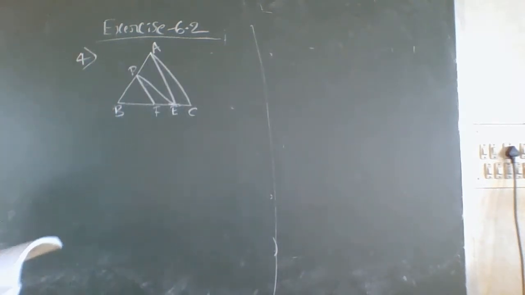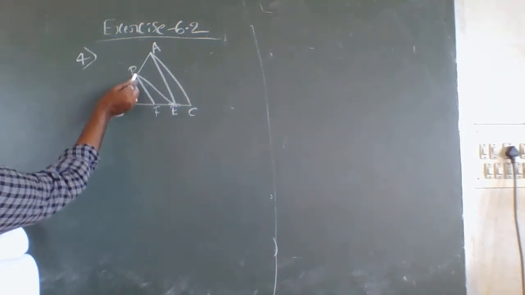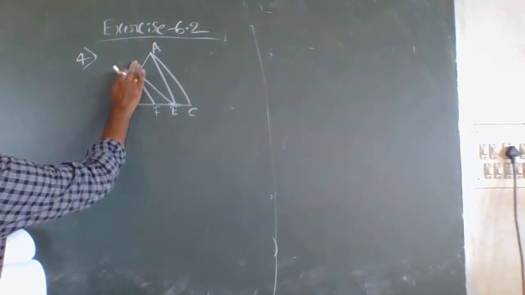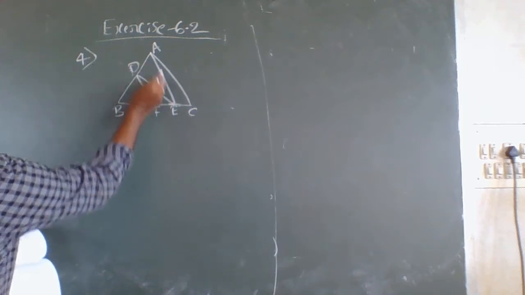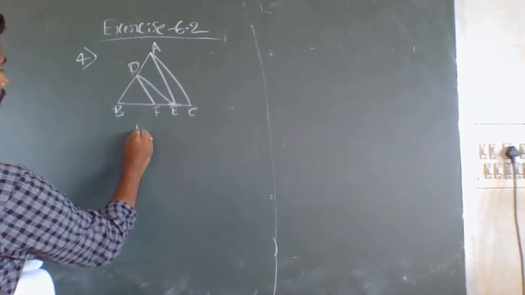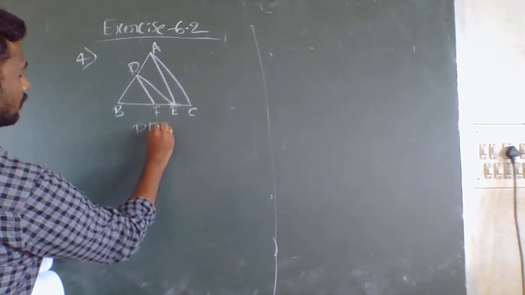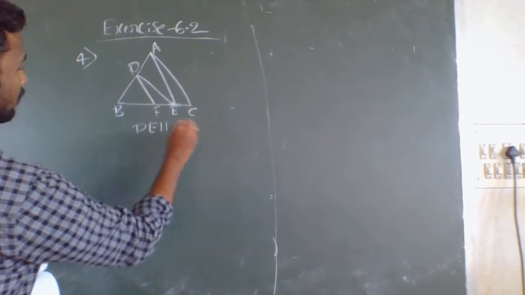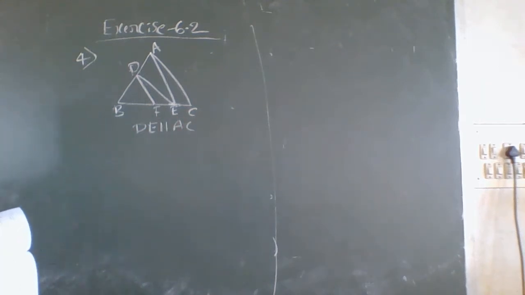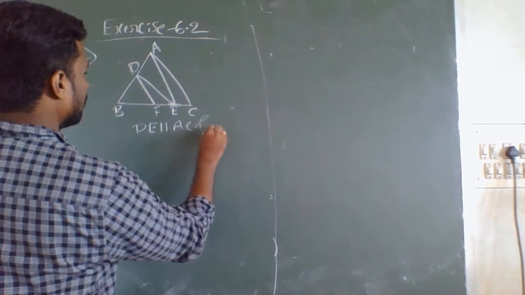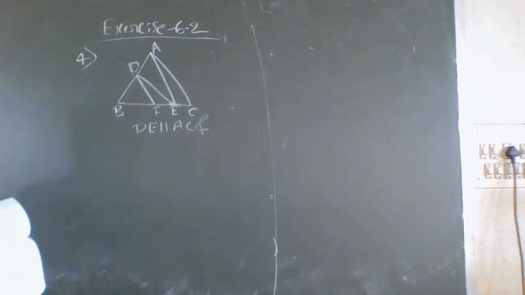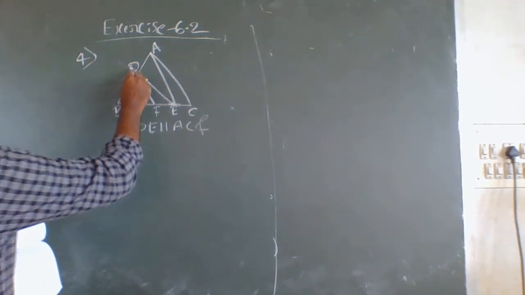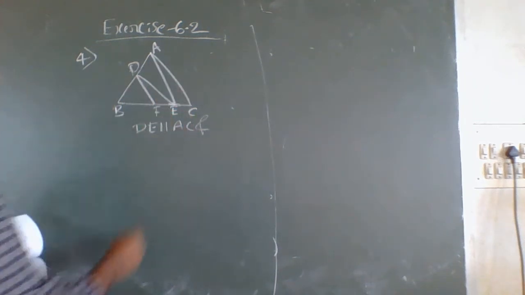DE is parallel to AC, and this DF is parallel to AE.